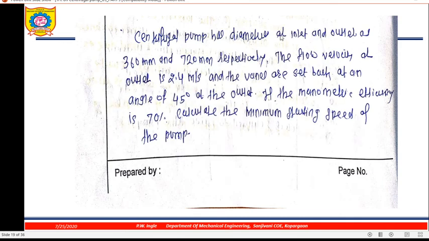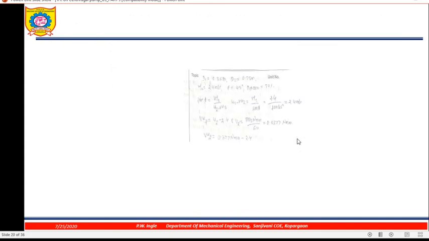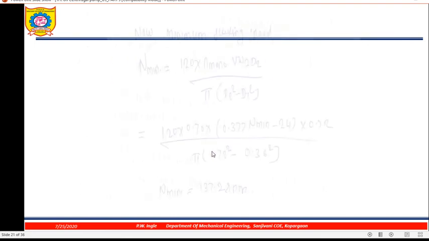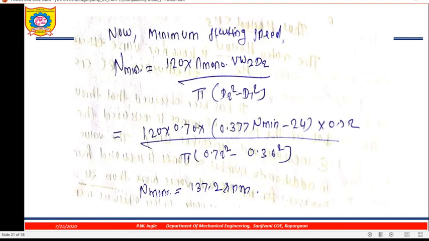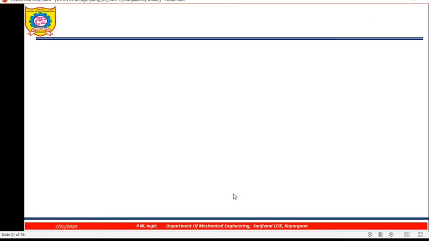A centrifugal pump has inlet and outlet diameters of 360 mm and 720 mm respectively. The flow velocity at outlet is 2.4 meter per second and vanes are set back at an angle of 45 degree at outlet. If the manometric efficiency is 70%, calculate the minimum starting speed. Again, you can use this equation for minimum speed and you'll get the answer.